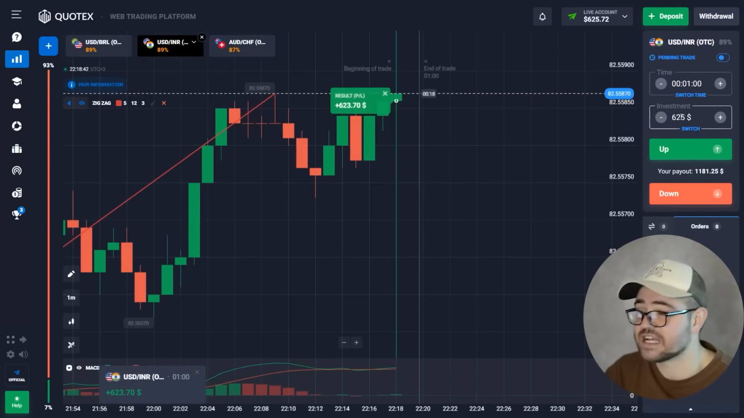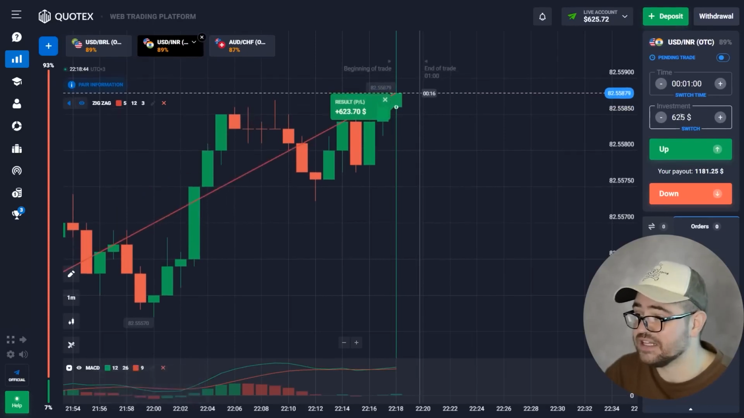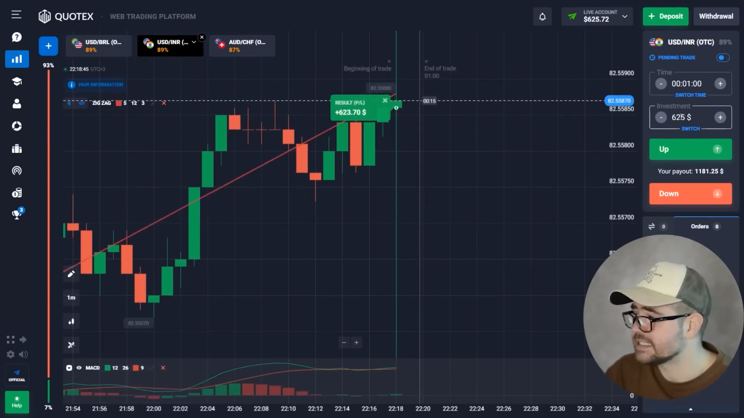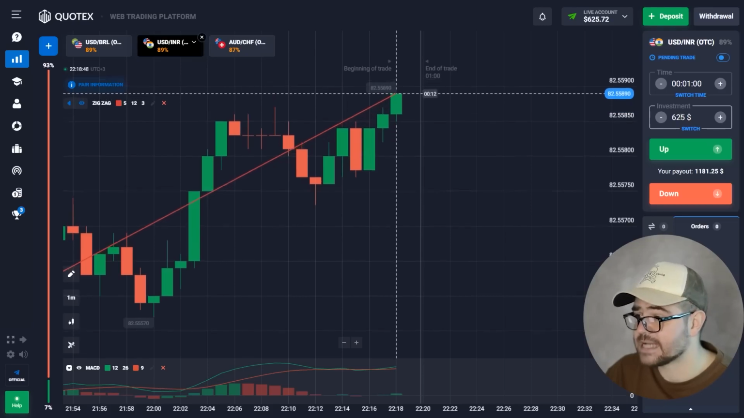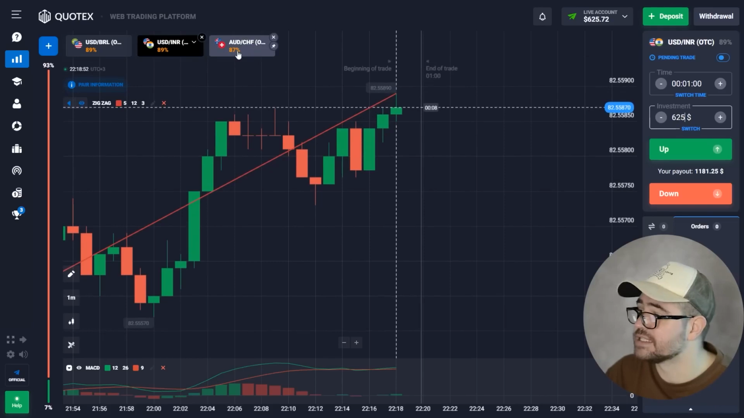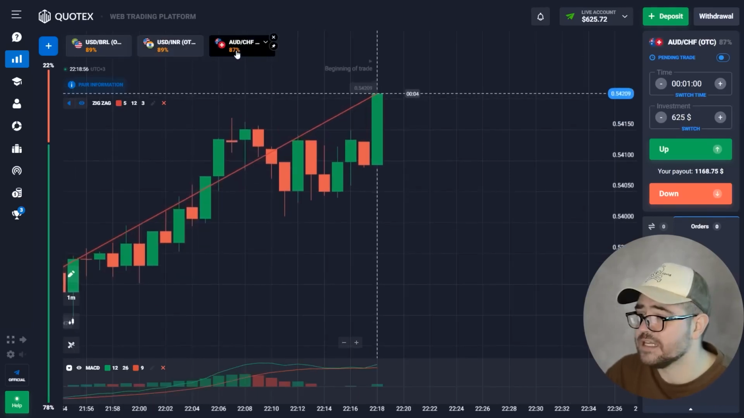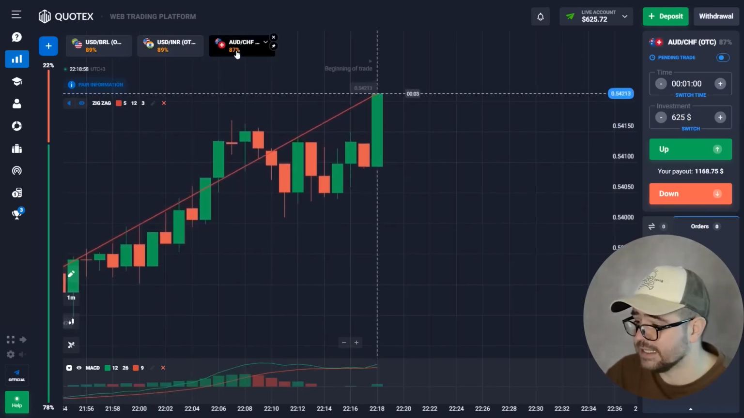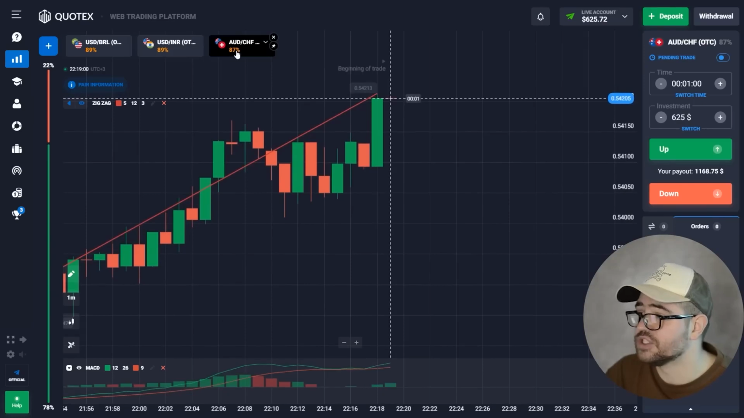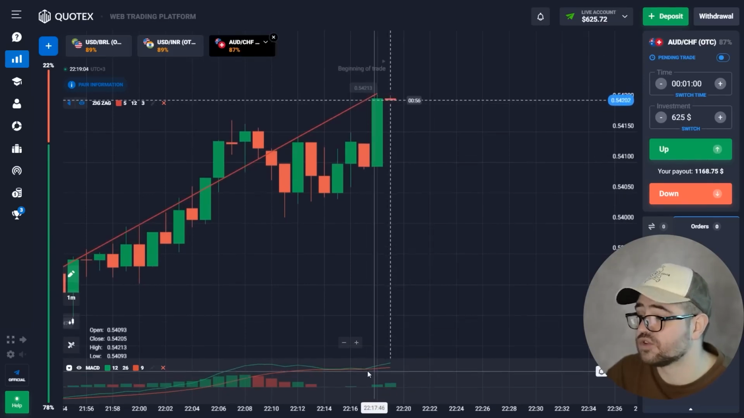And here is the next profit, $623.70. $625 is going to be the next option. This is exponential, that's how we do it. That's how the balance grows so drastically. Starting from just $100 you can get to pretty good amounts. This is what we're trying to do here.